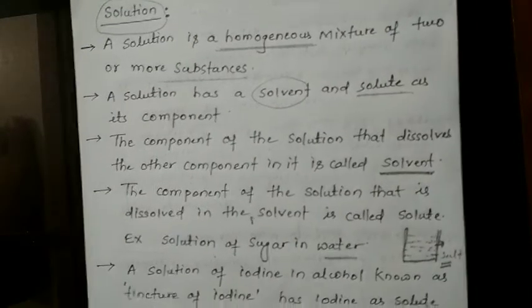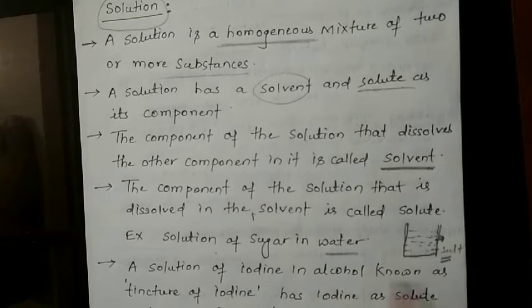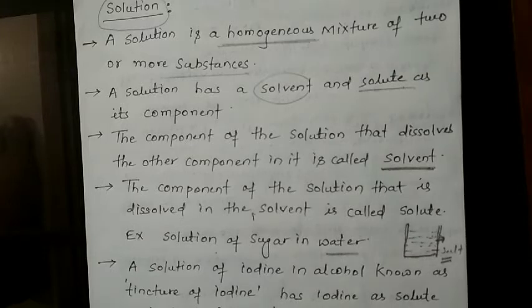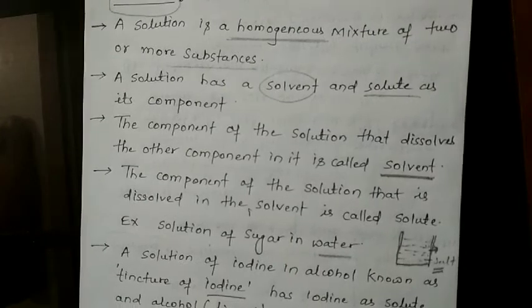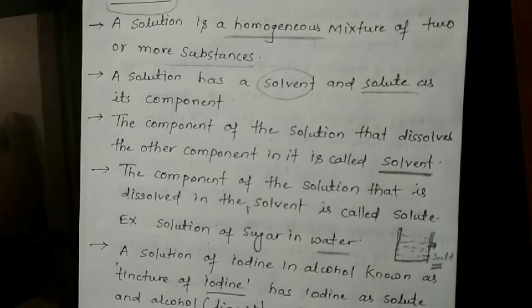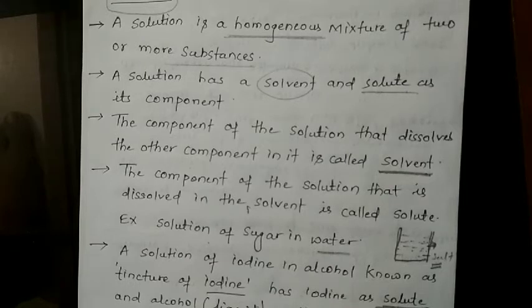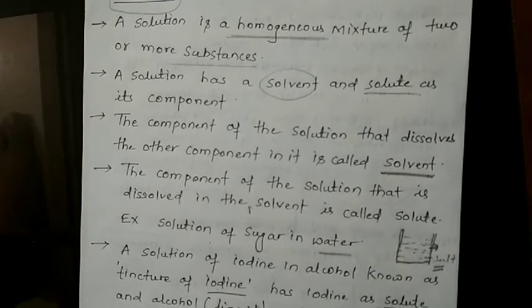Then we have a solution of iodine. A solution of iodine in alcohol is known as tincture of iodine. This is also an example of a solution. It is often asked for 1 mark, what is tincture of iodine? So you have to be very careful and remember these things. Here iodine is acting as a solute because it is present in a small quantity as a solid substance, and alcohol is acting as a solvent in it.